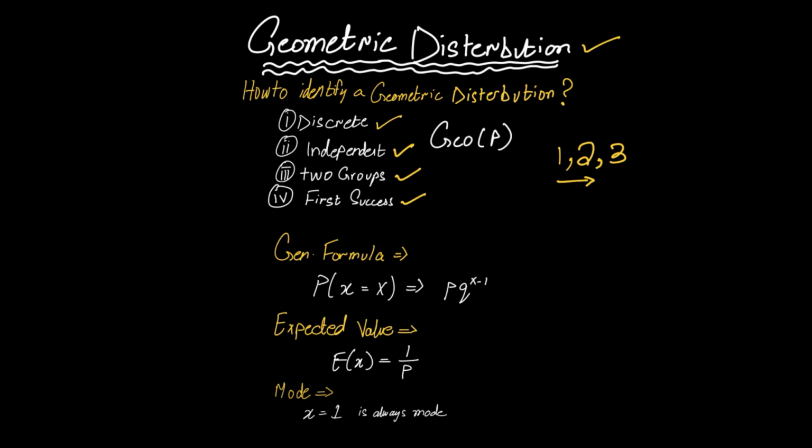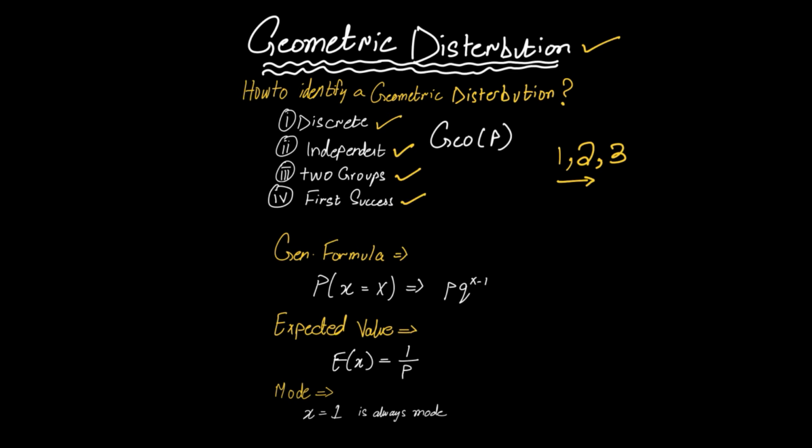Now it ends when you get your first success. So you keep on having trials, you keep on tossing coins until you get your first success. For example, they'll say in a fair die, you keep on rolling the dice until you get a 6. So this is first success.